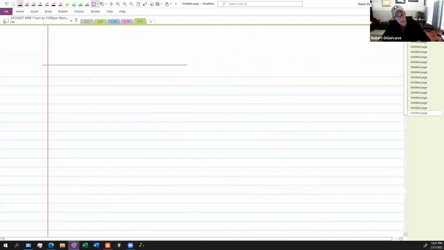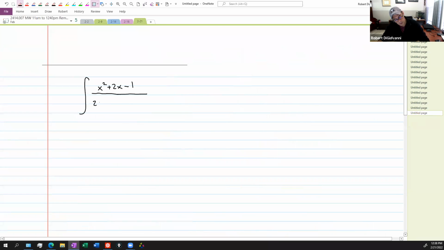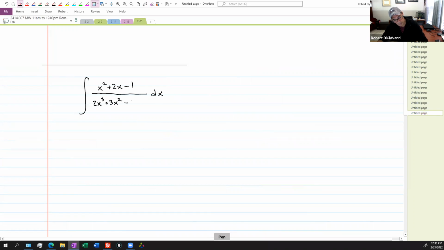What if we wanted now to do the integral of x squared plus 2x minus 1 over 2x cubed plus 3x squared minus 2x dx? Let me just double check that is what we had, right? Okay, so what if we now wanted the integral of this?